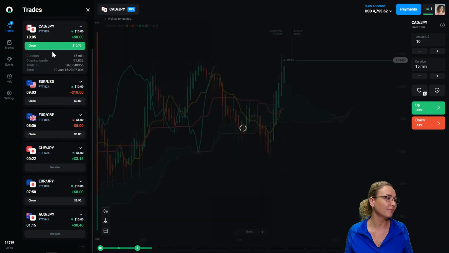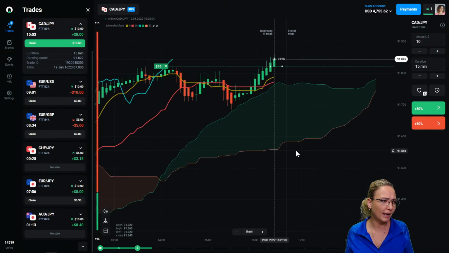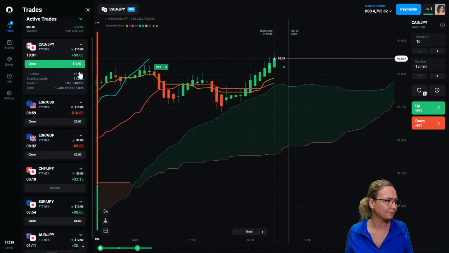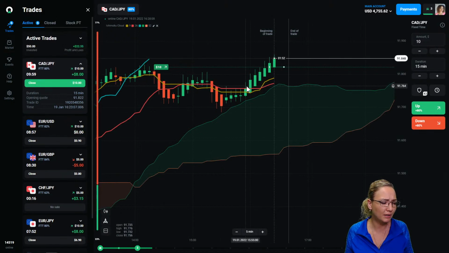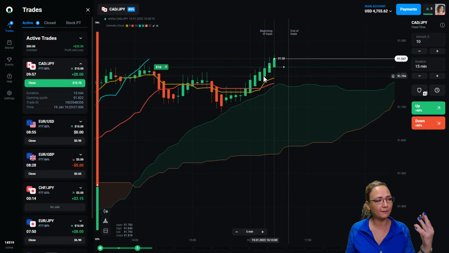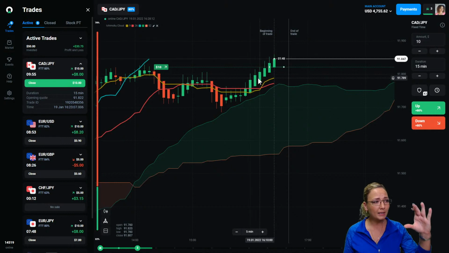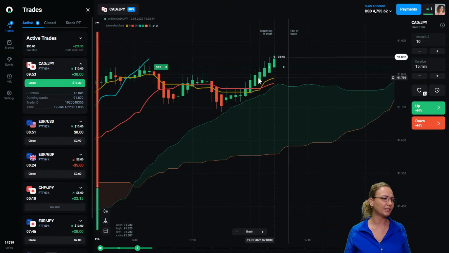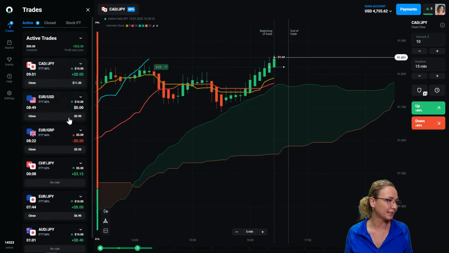Let's see. And CAD JPY, well, CAD JPY was a good signal. As you can see, we had a cross right here, and we have a steady flow. They're equally bodied, but they're kind of medium. Wicks are only on top, so this is looking good as well.